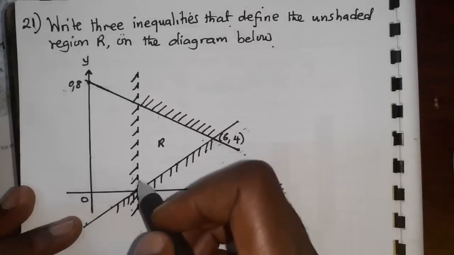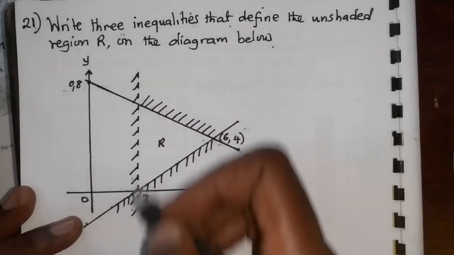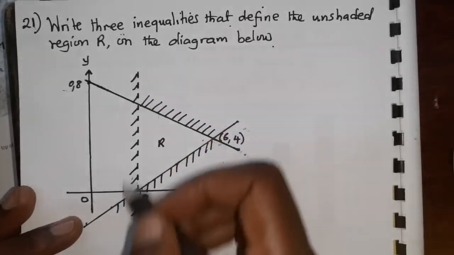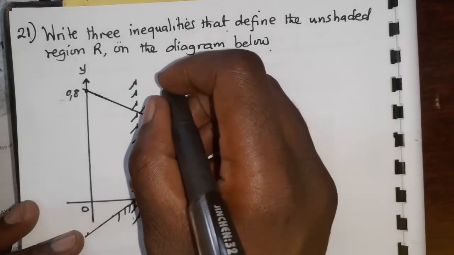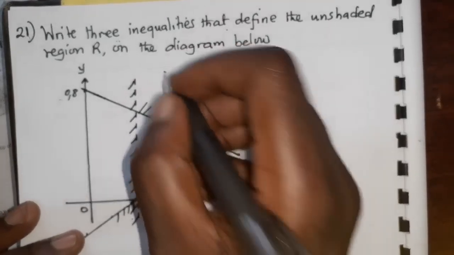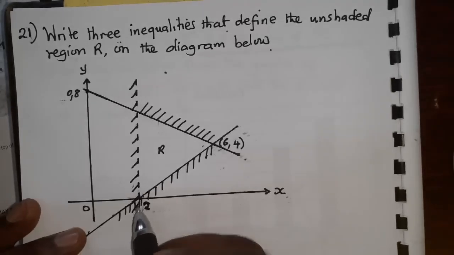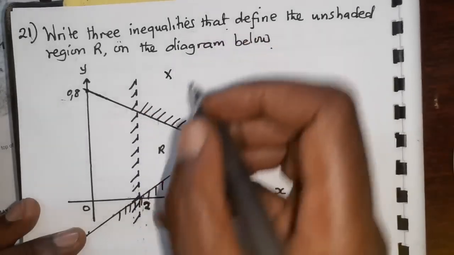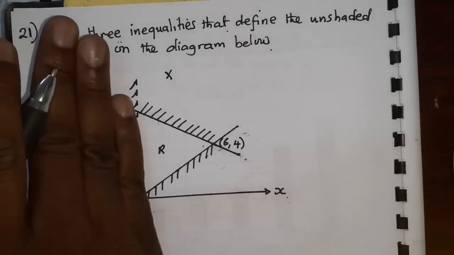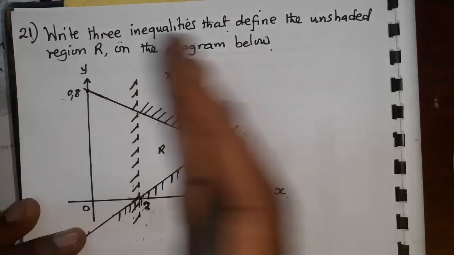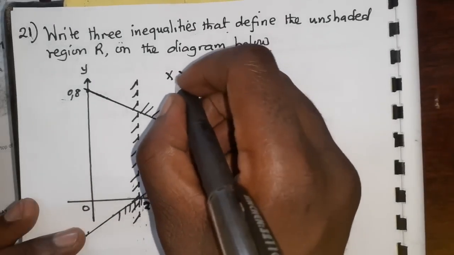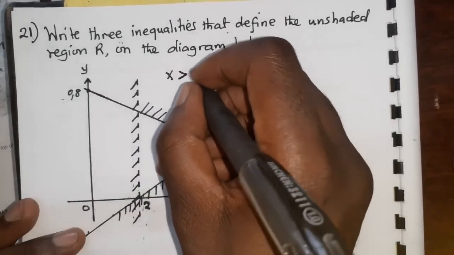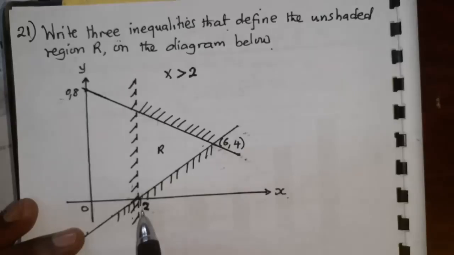For me, what I'm seeing, this line is a dotted line. So if the line is dotted, you need to write your inequalities in, and this is cutting the x-axis. So it's going to be x. Then the unshaded region, or R, is on the right side of this. So it is greater, like this. Greater than what? 2, because it's on 2.